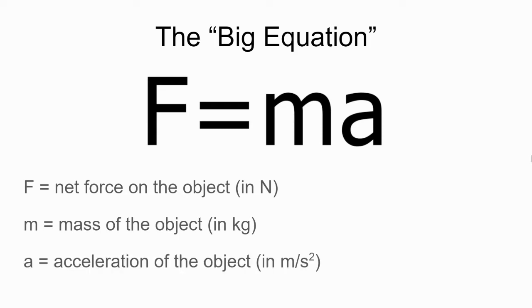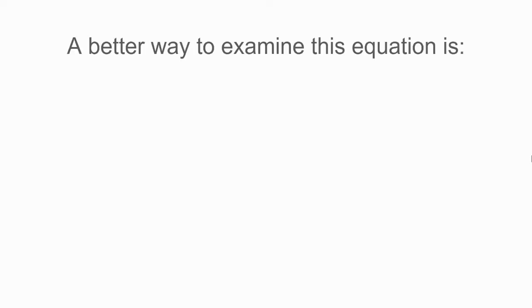And then A, of course, is the acceleration of the object. You guys have already learned about acceleration. It's a change in velocity, and that is measured in meters per second squared. Now, a better way to examine this equation is if we divide both sides of that equation by mass so that it looks like this: A is equal to force divided by mass.